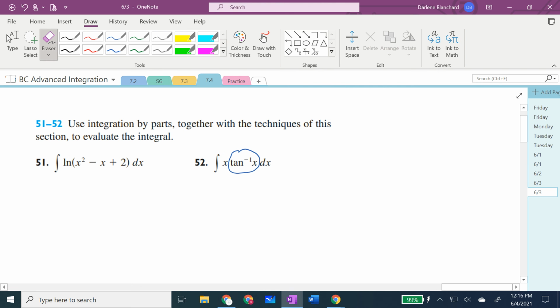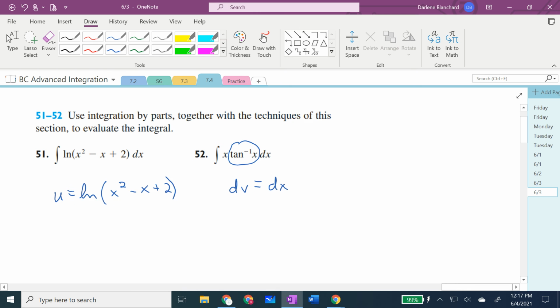So here we go. My u needs to be the natural log, and everything inside of it has to go there with it. dv is everything else. The dx always goes with the dv, though.